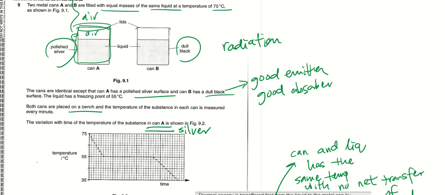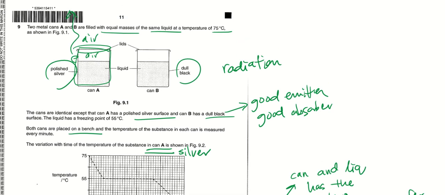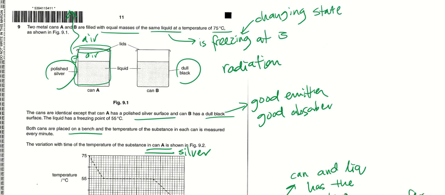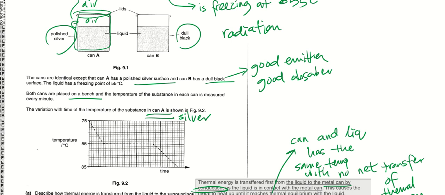But why is it that at 55 there is no change in temperature? Because possibly the liquid is freezing. That means it is changing state at 55 degrees. Okay, changing state at 55 degrees.